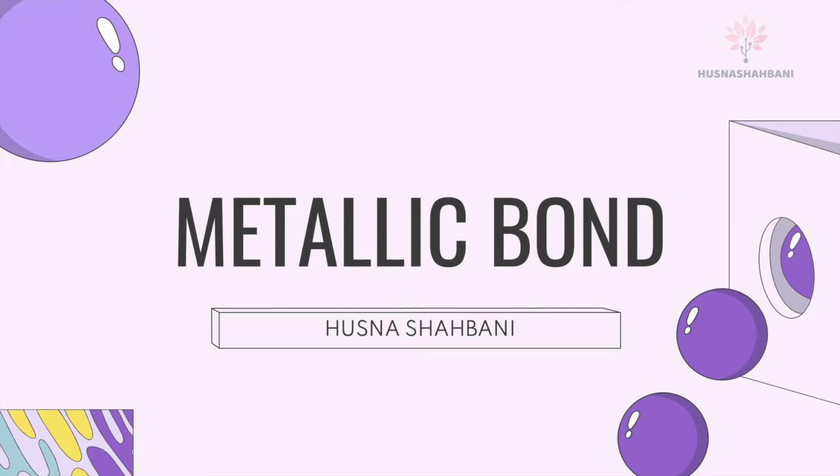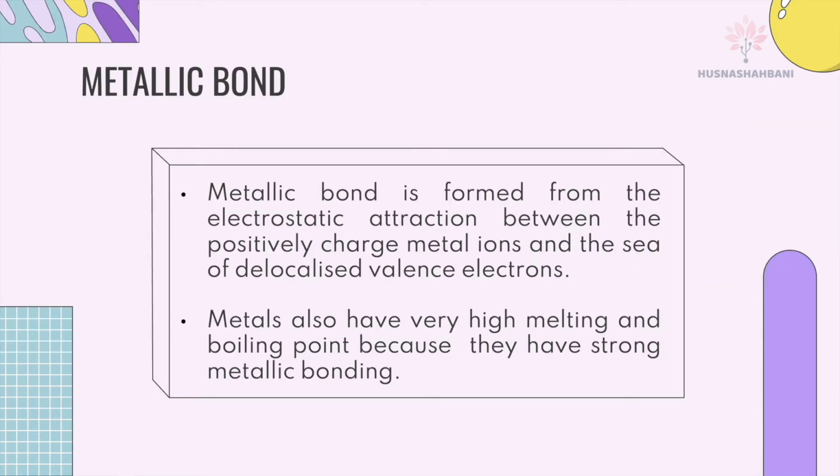Metallic bond. Metallic bond is formed from electrostatic attraction between the positively charged metal ions and the sea of delocalized valence electrons. If it's from positively charged and negatively charged, that is ionic bond.